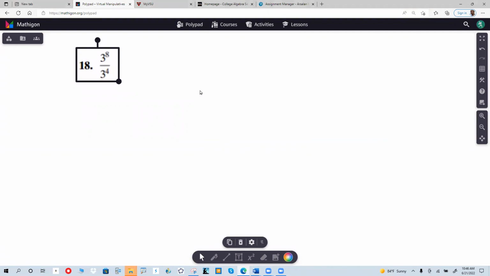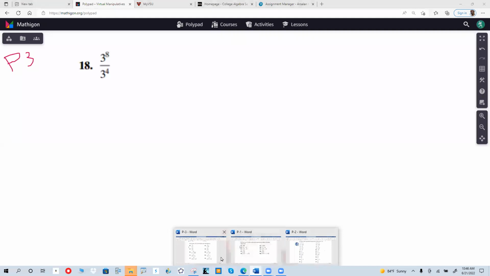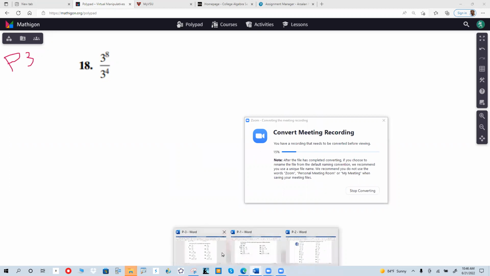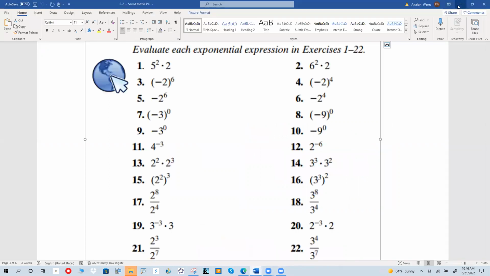I'm going to give people a few minutes, okay? Here we are. This is P3, and you can see the number. We're on P2, right? Sorry. Yeah, you're right. We are working on P2.